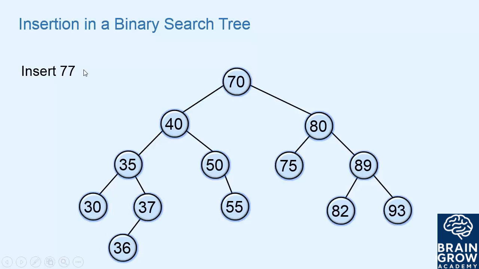Now suppose we have to insert the key 77 in this tree. We'll start at the root node. 77 is greater than 70, so we move right. 77 is less than 80, so we move left. Now 77 is greater than 75, so we have to move right. But the right child is null, so we'll insert this new node as a right child of this node 75.